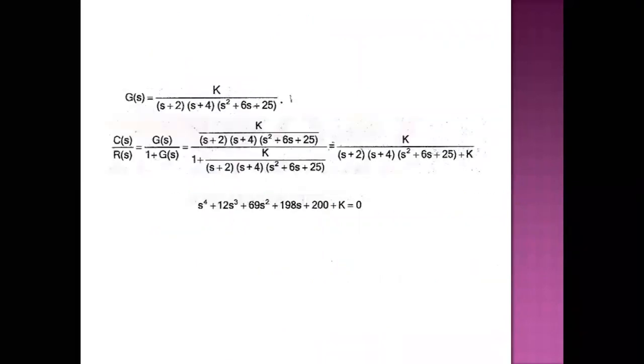Next, the final case. Suppose you are given g of s equal to k divided by s plus 2 into s plus 4, s square plus 6s plus 25. This is the open loop transfer function. Finding the closed loop transfer function, G of s divided by 1 plus G of s, you will get k divided by s plus 2 into s plus 4 into s square plus 6s plus 25 plus k.